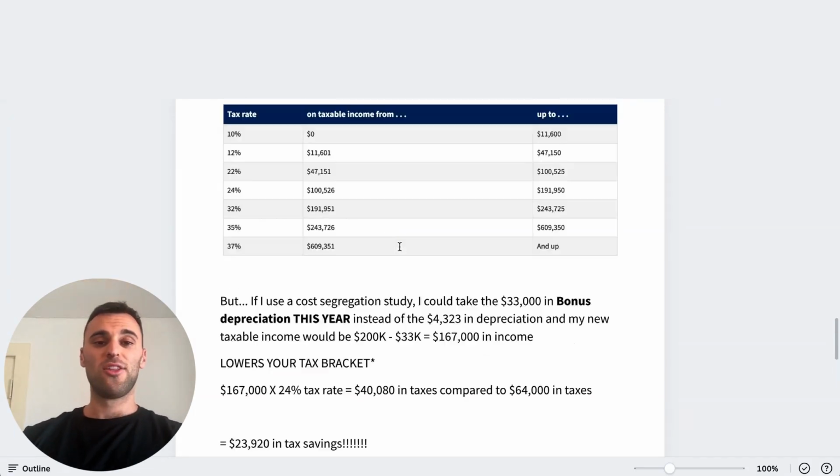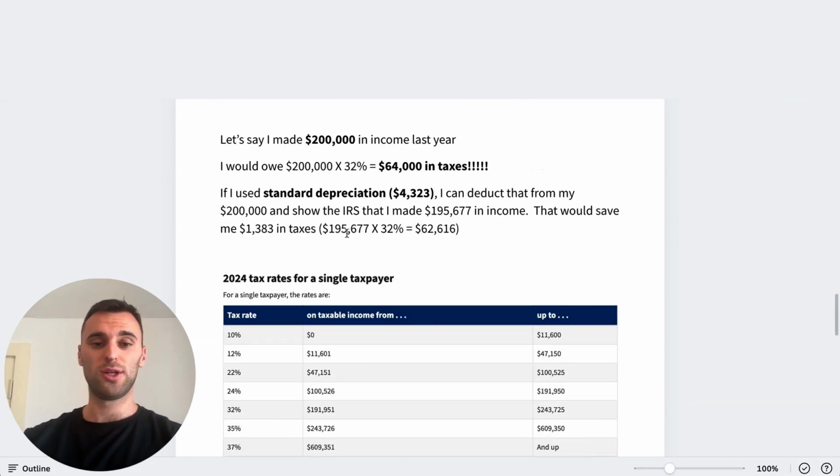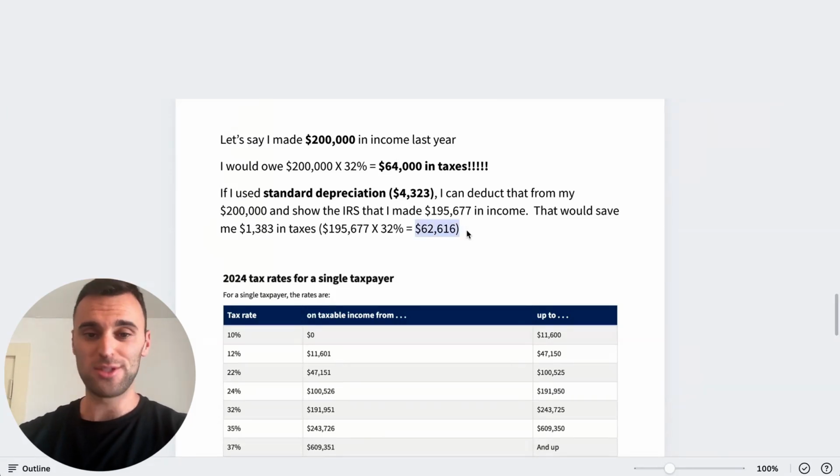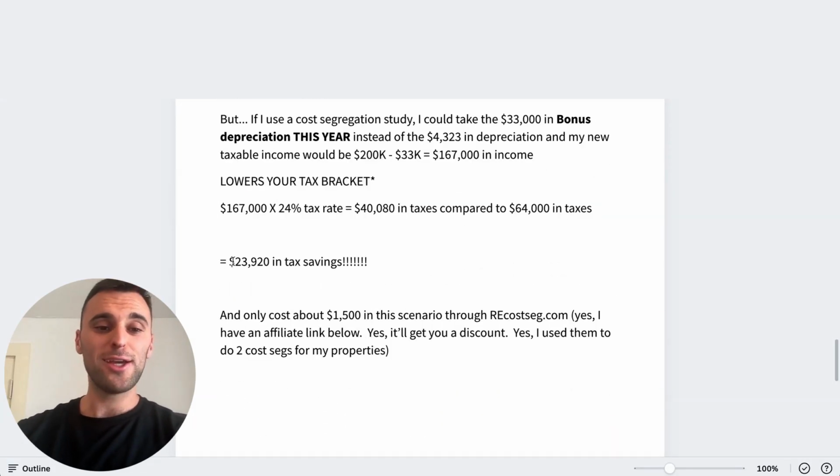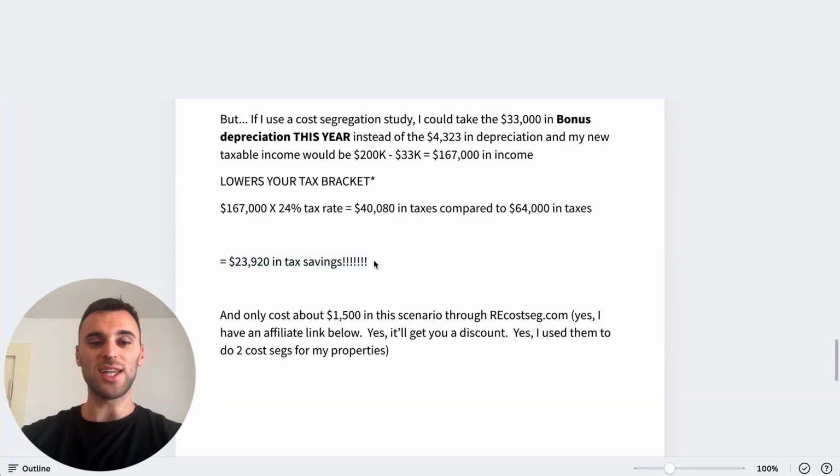Compare that to the other number. If I don't do bonus depreciation, I would owe $62,000 in taxes, which is saving me $23,000 in taxes. Okay. So again, I know it's a lot of information, especially if it's the first time you're hearing about this.